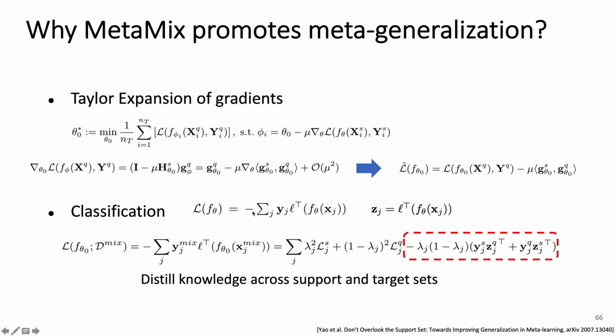In classification, after using MetaMix, we have a mixed data set, D mix, and there seems to be knowledge distillation across the support and target set. It means that knowledge will be distilled from the support to the target and from the target to the support, which has been proved in previous work to improve generalization ability.